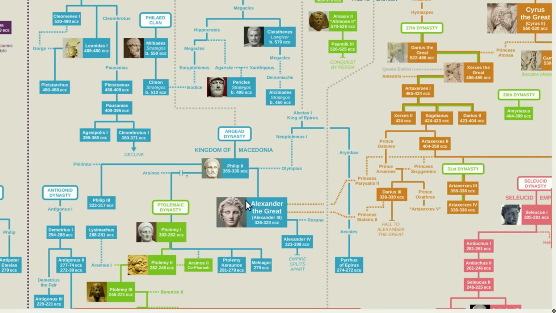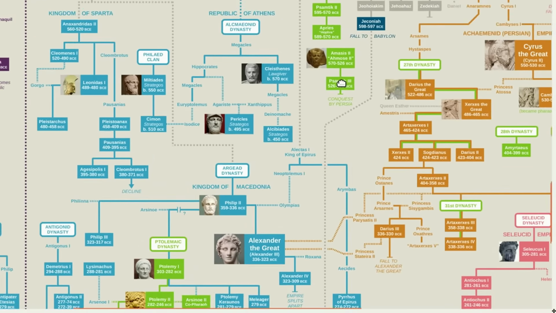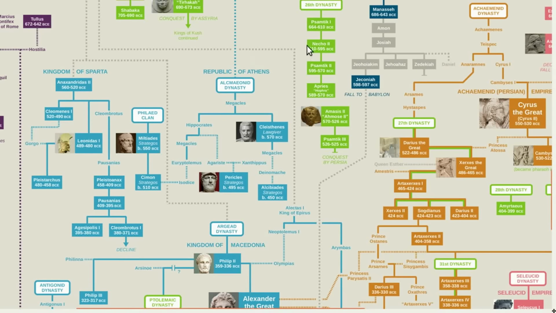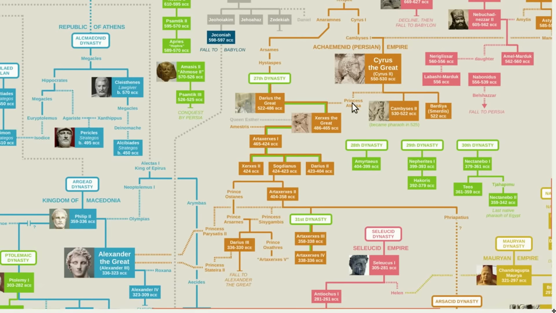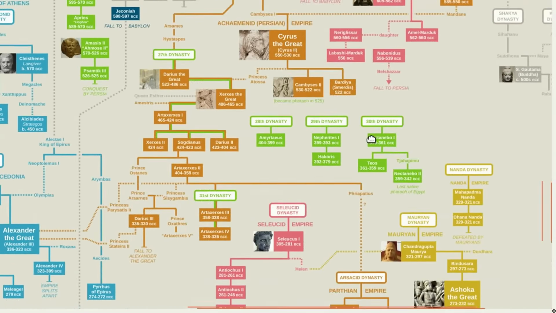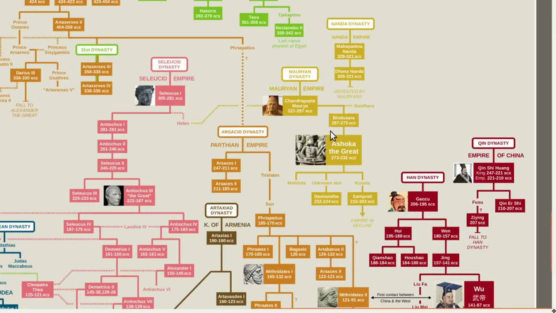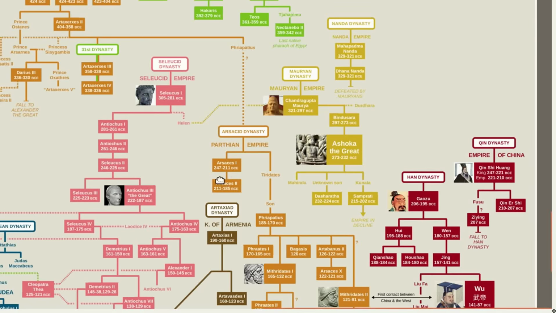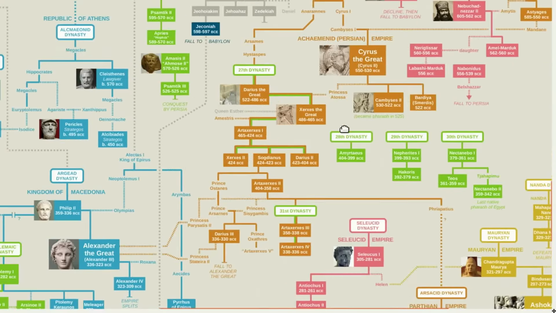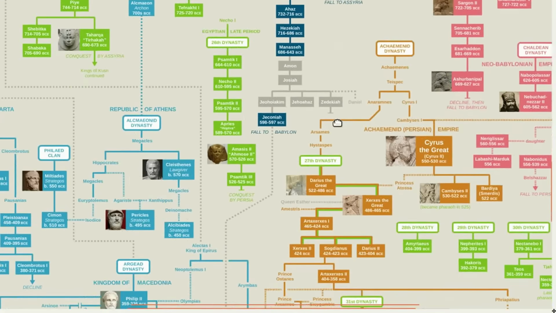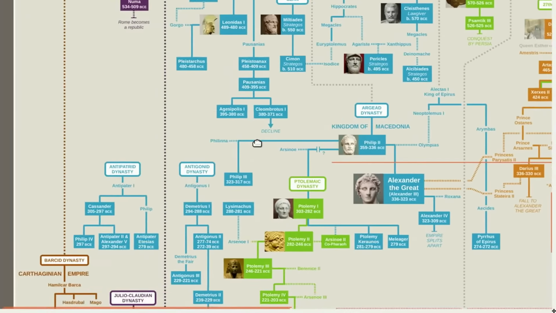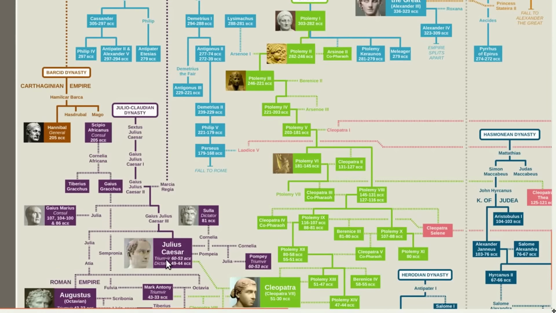As I mentioned earlier, light blue indicates Greeks and Macedonians. Nearby, you can see some Egyptian pharaohs shown in green. Persians are shown in orange. Over here, you'll find India and China. And if we go back, you'll see the Assyrians up here in pink. And down here, you'll see some Romans in purple.